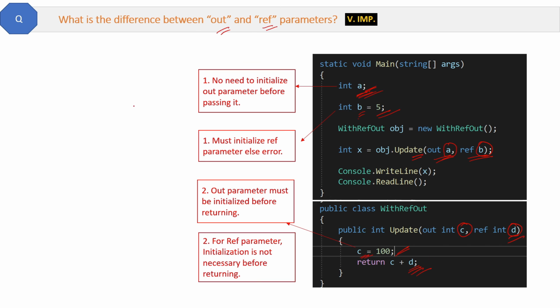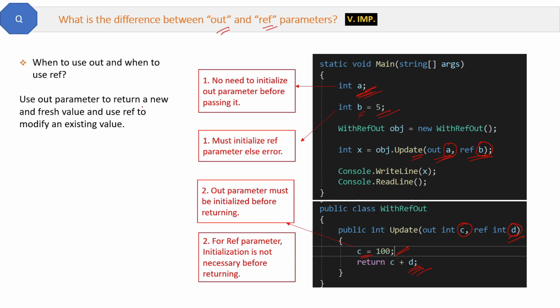In short, you can say, when to use out and when to use ref parameter? Use out parameter to return a new and fresh value, okay? And use ref keyword to modify an existing value. I hope the differences and the use is clear to you now.